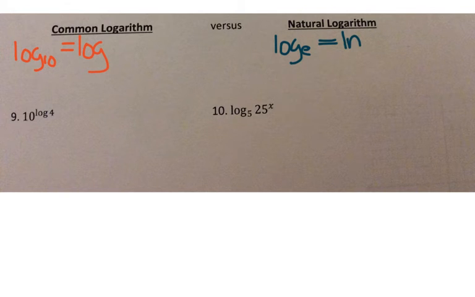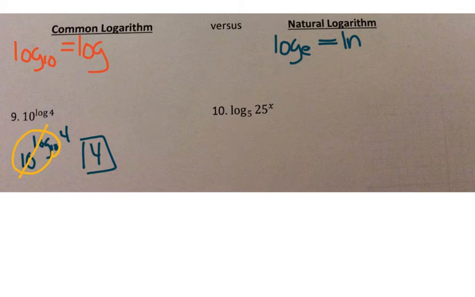So on 9, that log of 4 is really saying 10 to the log base 10 of 4. And if you have an exponent and log to that same base number, these cancel out. So my answer here is just 4. And on 10 it works the same way. We have log base 5 of 25 to the x.